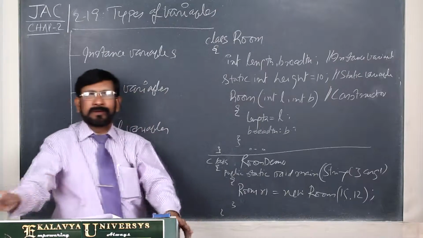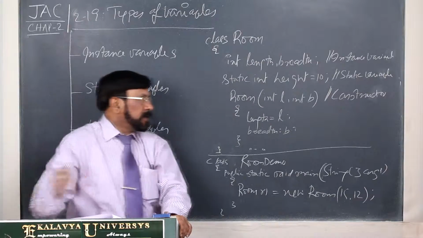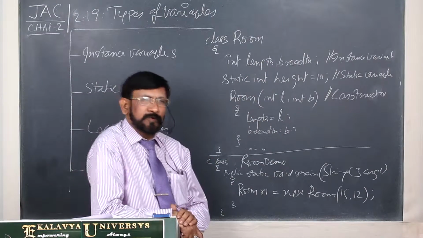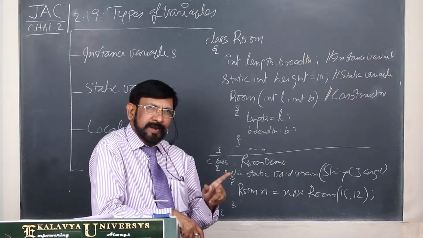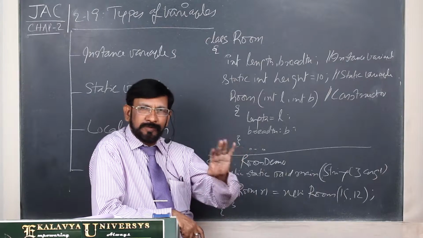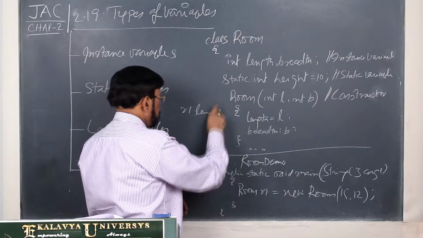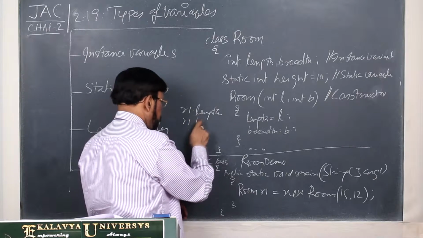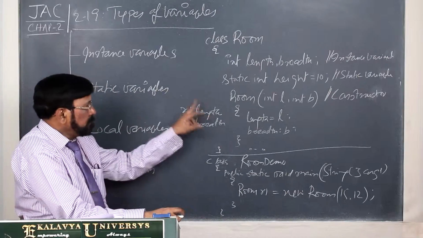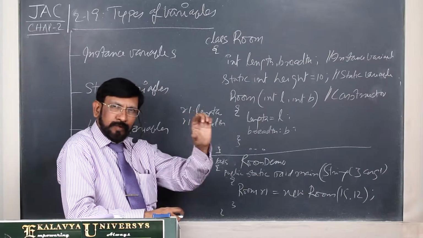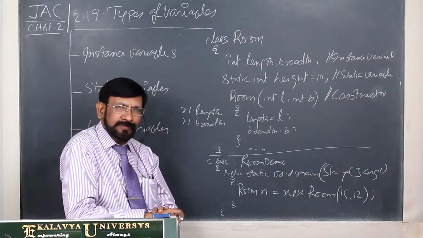But height is separate. In most buildings, height of all rooms may be the same. So first, length and breadth. Suppose there are, let us say, 10 rooms. So how many fields are required? 10 into 2, 20 unique fields are required. That is how you pronounce R1 dot length, R1 dot breadth. In the same way, R2, R3 up to R10. Totally 2 into 10, 20 unique locations are required with a name. Then you can store corresponding values of 10 rooms.